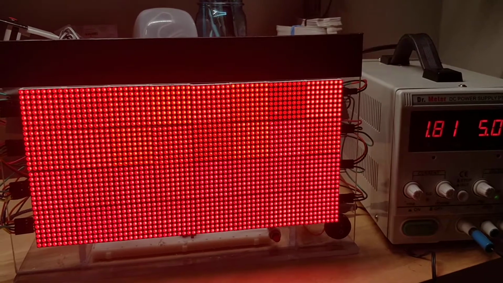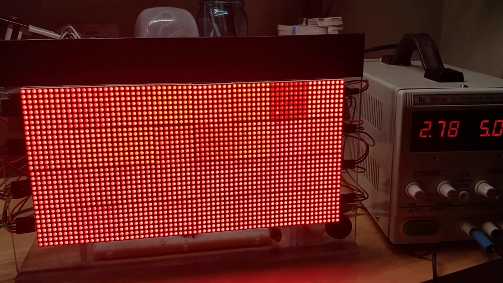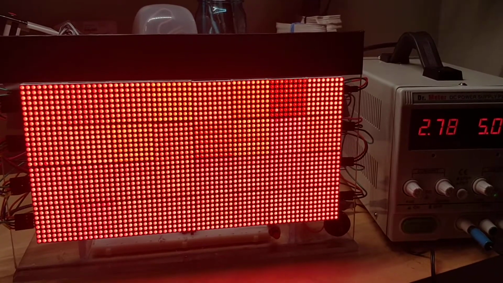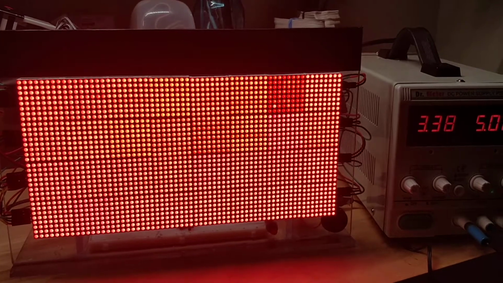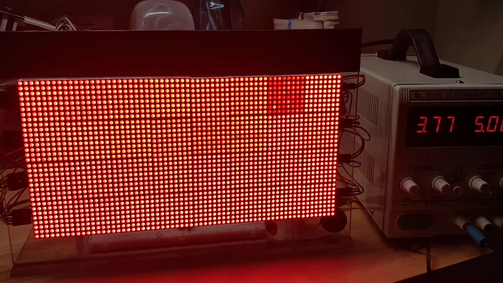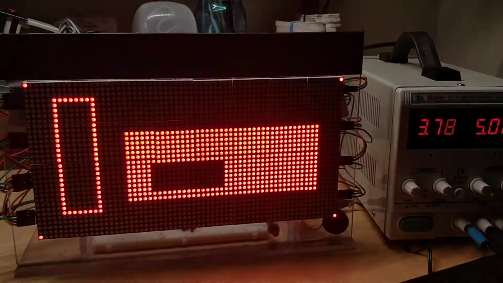25% intensity, 1.8 amps. 50% intensity, 2.78 amps. 75% intensity. And at full 100% intensity, the whole system draws 3.8 amps or so.